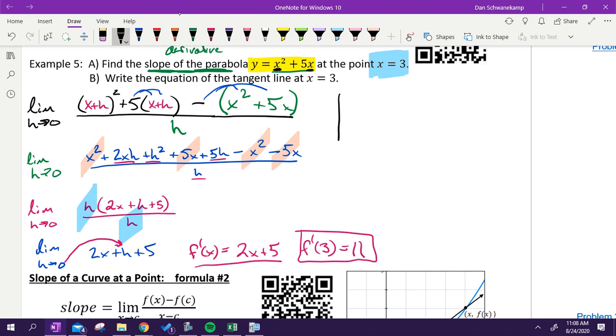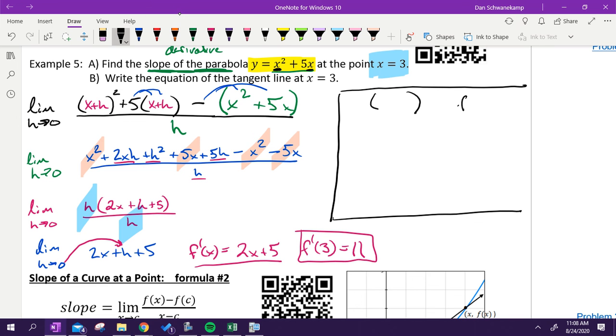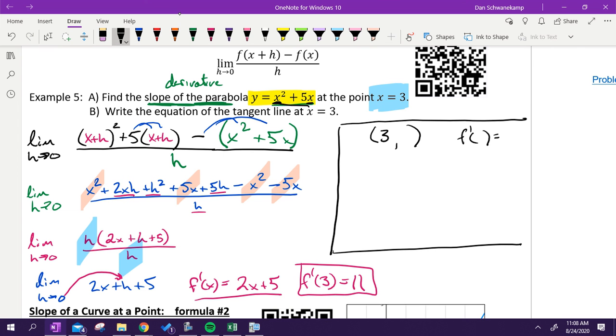Part B asks me to write the equation of the tangent line. So that should be easy. Anytime I write the equation of a tangent line, I need a point. I need a slope. My x value is 3. How could I find the y value? The original. Good. We're plugging it into the original. So it's 3 squared plus 5 times 3. 9 plus 15. It's 24.